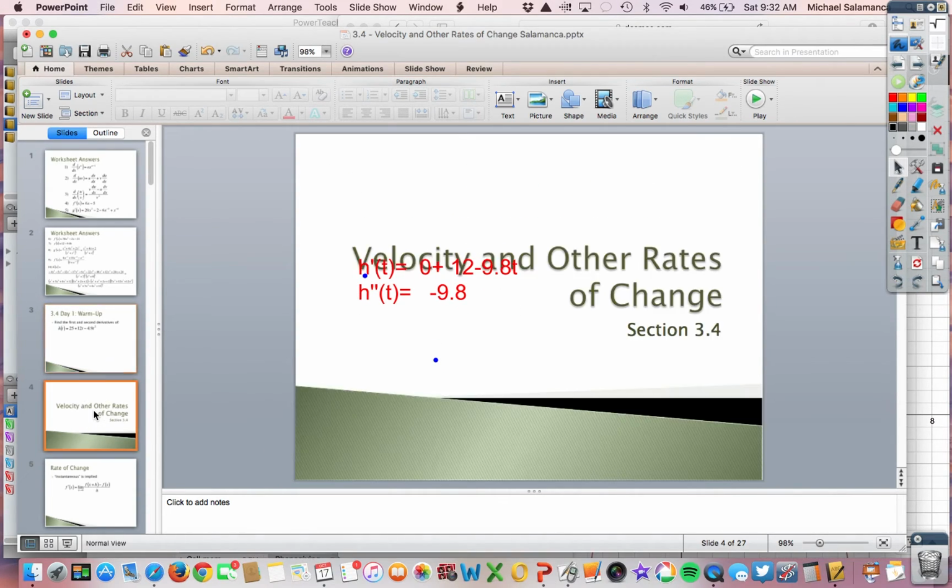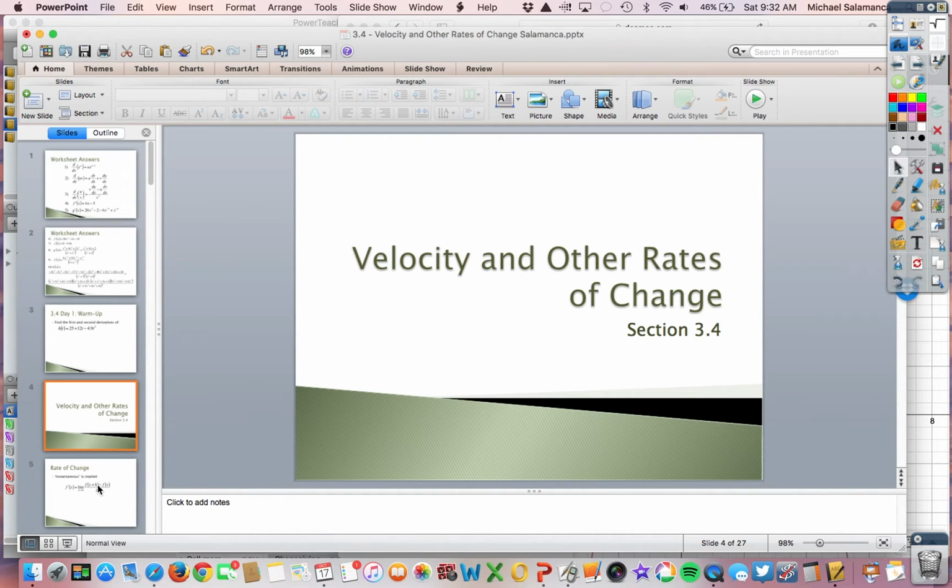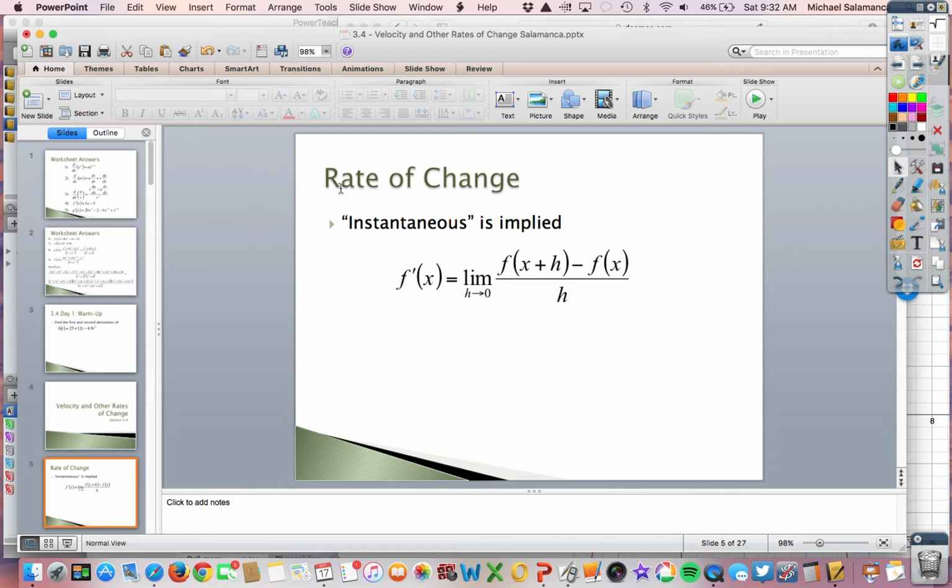So like I said, we're going to be looking at velocity and other rates of change in here. This is where we get to use a little bit more of the application for derivatives in real life problems. Just a quick reminder, when we want to look for a rate of change, we're basically finding the derivative. Now we don't have to use this long formula anymore, but when we find the rate of change, we're finding the instantaneous rate of change, which means the rate of change or the speed at that specific point.